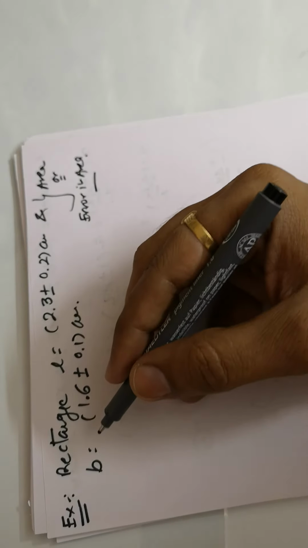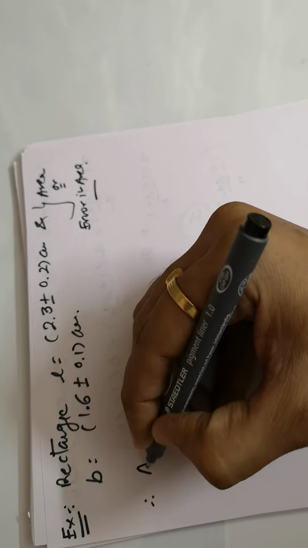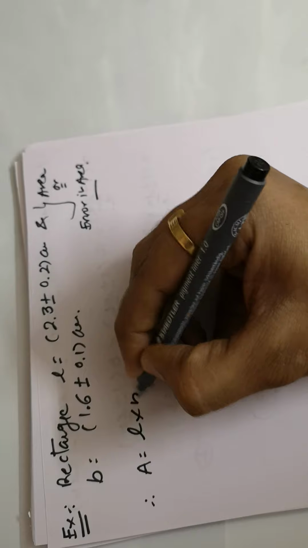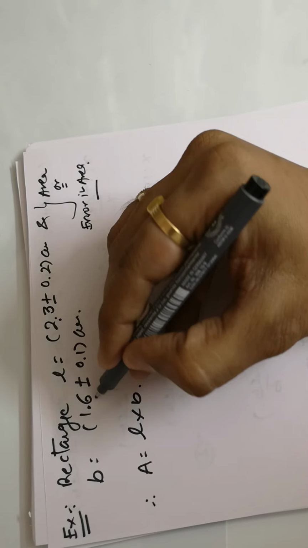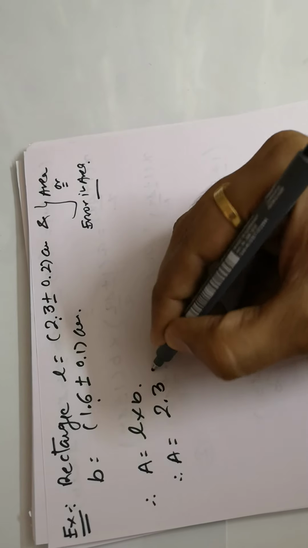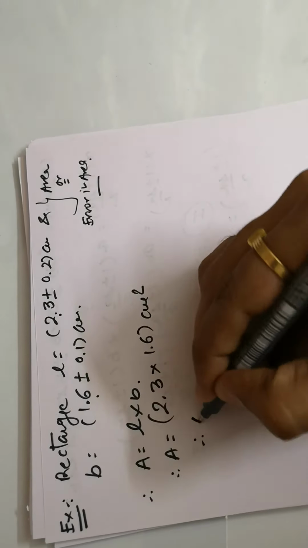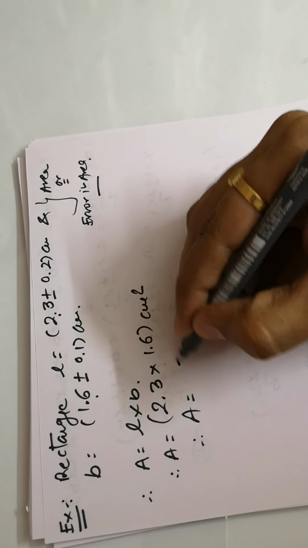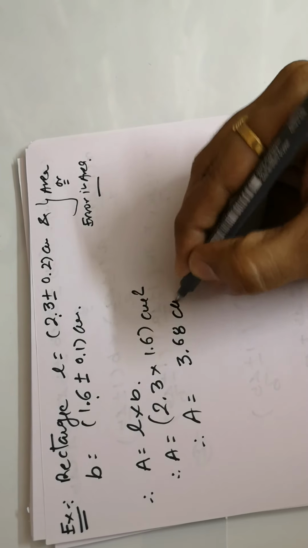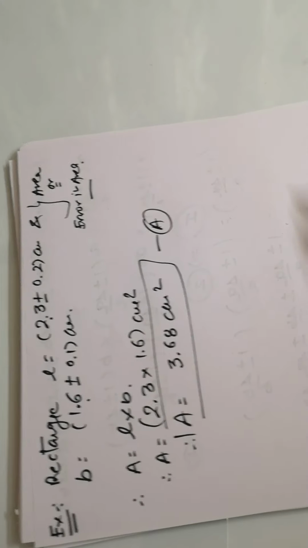So I want to calculate L and B and the area, and I want to find the error in this part. First of all, I am putting that expression L cross B. This is the real L, this is the real B. So I may have 2.3 multiplied by 1.6 centimeters square. So the area I have is 3.68 centimeters square. This is the first expression I may receive.